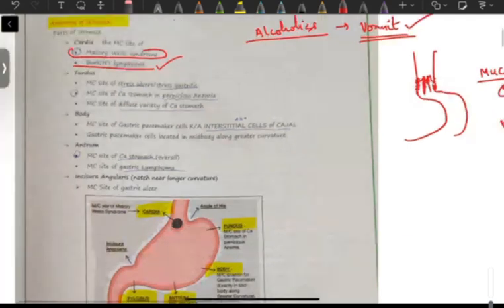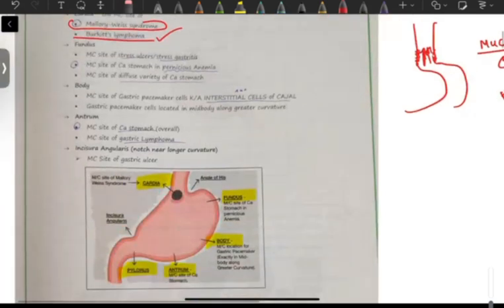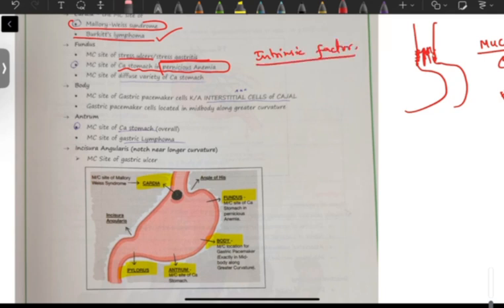Okay, now why do we need to know about the fundus? It is the most common site of stress ulcers and stress gastritis. And the most common site for carcinoma of stomach in case of pernicious anemia. If a patient is suffering from pernicious anemia, that is due to deficiency of intrinsic factor, because of which there will be decreased absorption of vitamin B12, and this leads to anemia, and this is called pernicious anemia.